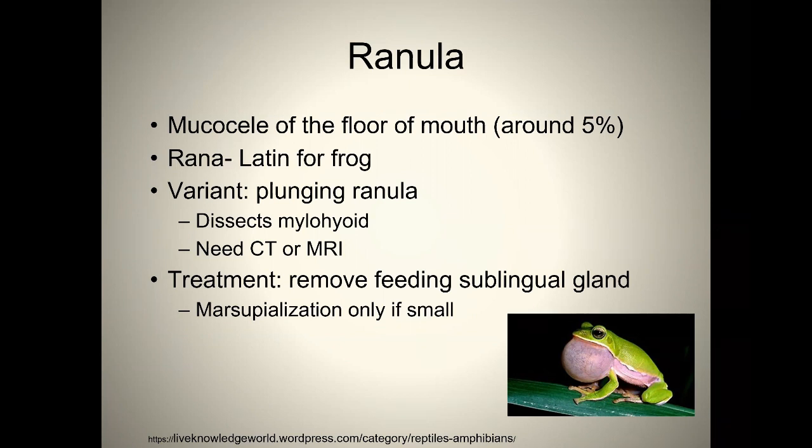There is a variant called the plunging ranula, and that's when the mucus and the granulation tissue dissects through the mylohyoid and then enters the neck.